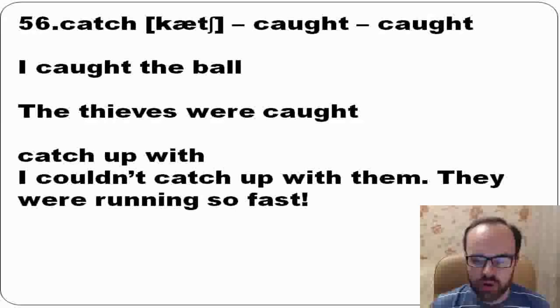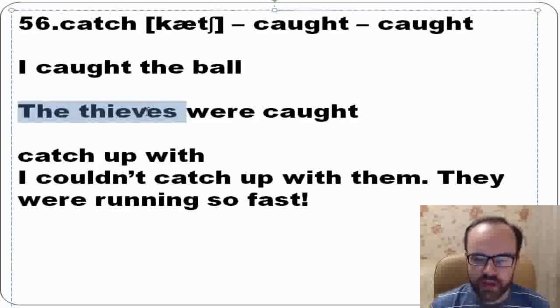Catch, caught, caught. I caught the ball. The thieves were caught. It's passive voice. So we have were because the thieves means they were, and we add past participle. So it's caught. The thieves were caught. Catch up with. I couldn't catch up with them.